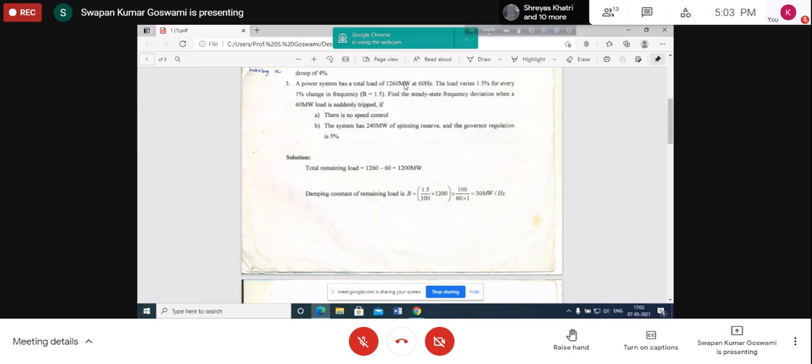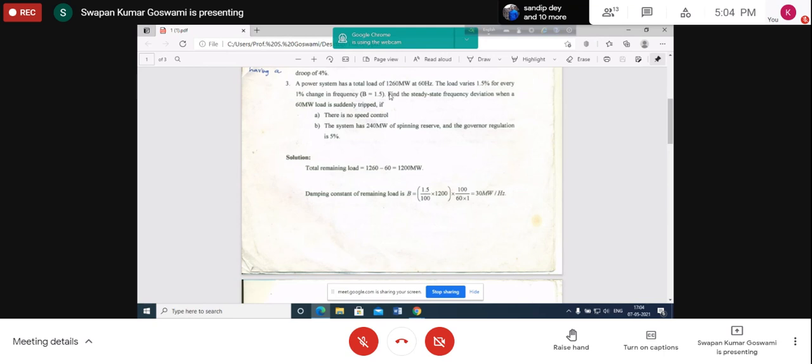The 1260 megawatt was the demand at 60 hertz. Okay. Now a load disconnection of 60 megawatt takes place. So the remaining load becomes equal to 1200 megawatt. So what is the value of B under this condition? B is given to be 1.5% for every 1% change in frequency.